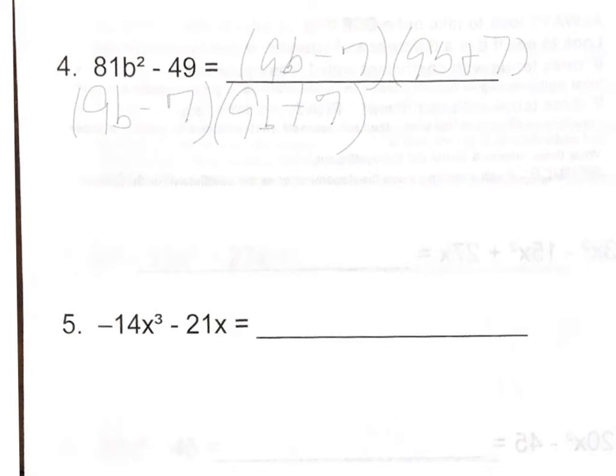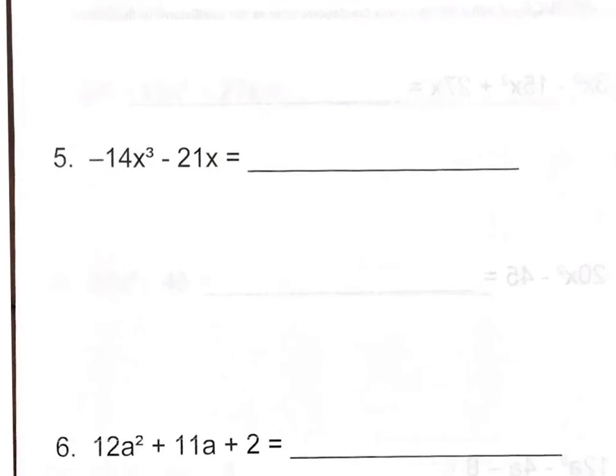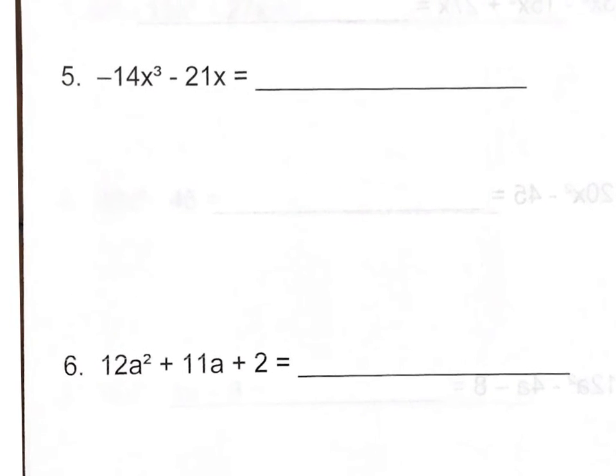Okay, come down to number 5. They're both negative, so let's take out a negative there. Let's get rid of that negative in the beginning. So what goes into 14 and 21? So negative 7x. We need to get rid of that x over there. So we have 2x squared minus 3. And we know that there's nothing we can take out there. So we just leave it just like that.